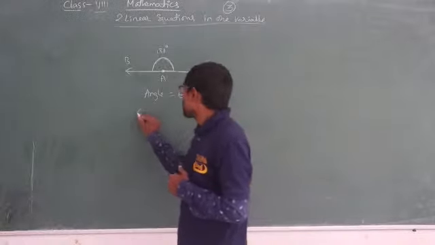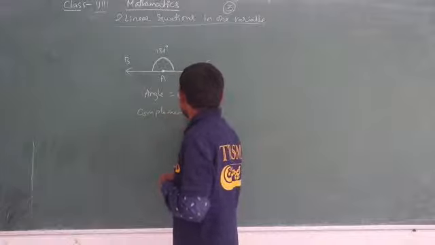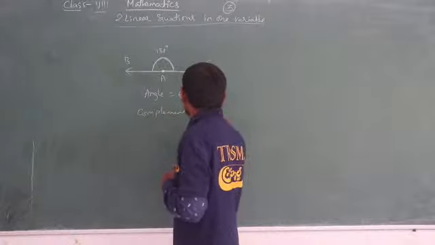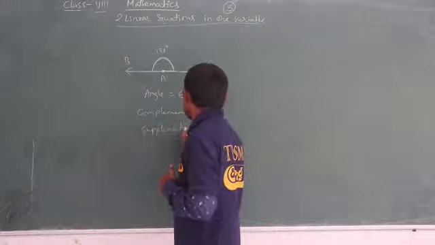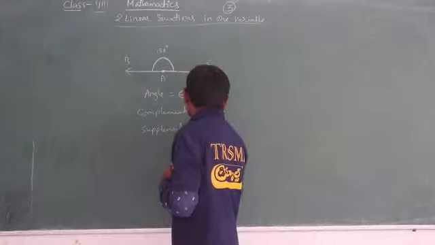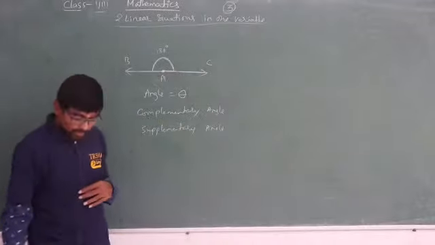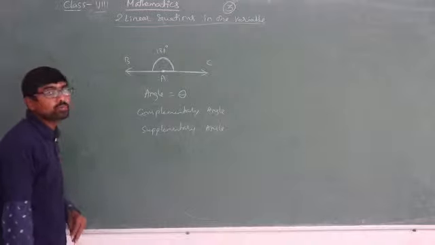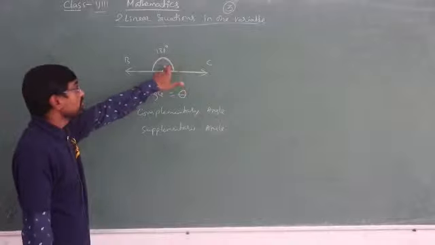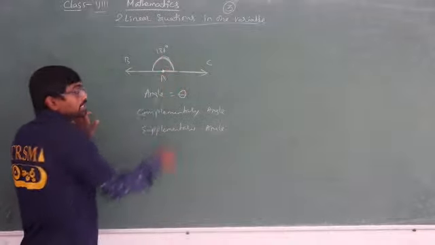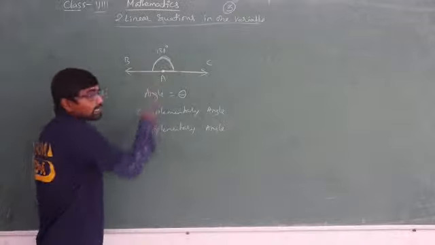Let me tell you, complementary angle and supplementary angle. These two are very important till here. What is a complementary angle, what is a supplementary angle? As you know, for the straight line we have a total of 180 degree, that is the straight line angle, isn't it? Straight line angle total 180 degree.